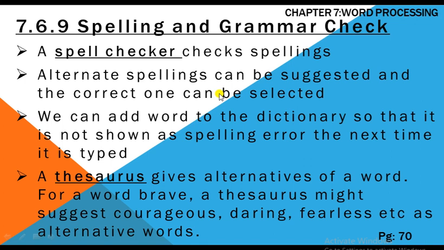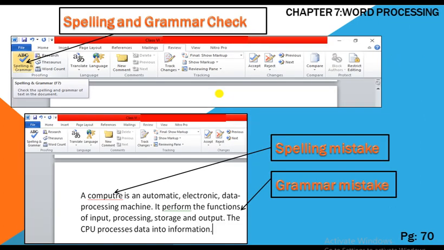Then comes the thesaurus. The thesaurus gives alternatives of a word. For the word brave, the thesaurus might suggest courageous, daring, fearless, etc. as alternative words. Just see here. First we will check spelling and grammar mistakes. This is the option spelling and grammar.